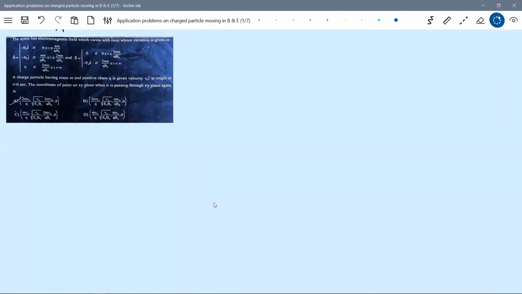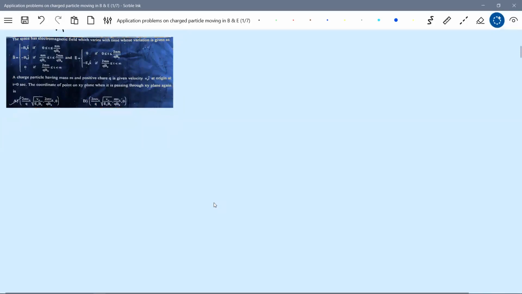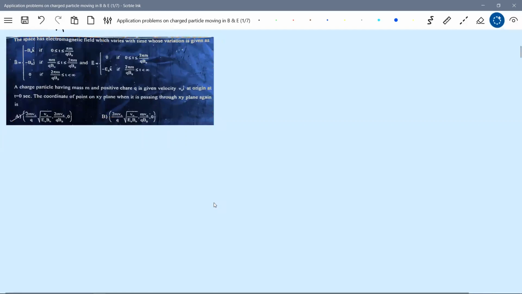The space has an electromagnetic field which varies with time, whose variation is given as B equal to minus B naught k cap if t is less than... so much of information he has dumped here. Some of you are unable to read, okay, I will increase the size. Now you can read it. You just need patience to work out such problems.